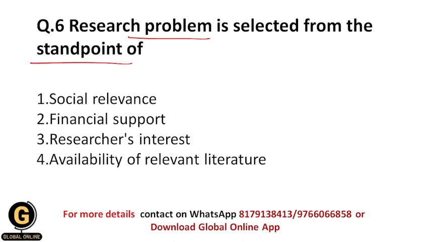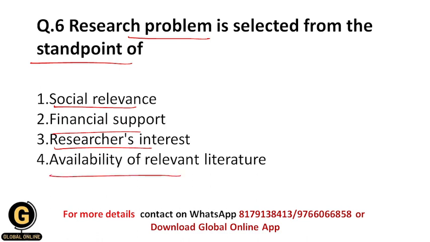Okay, research problem is selected from the standpoint of. So from whose standpoint should we select the research problem? So first is social relevance. Social relevance means whatever problems there are within the society. So through the standpoint of those problems in the society, we should select the research problem, or through the financial support, or through the researchers' interest or availability of relevant literature.